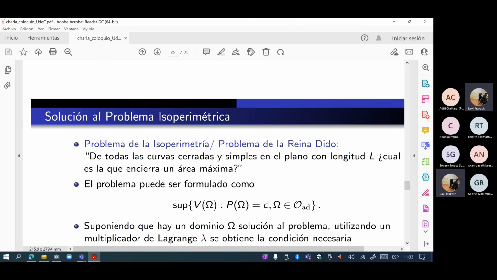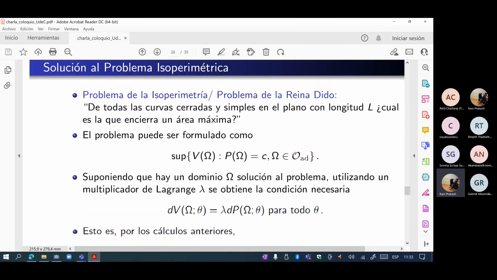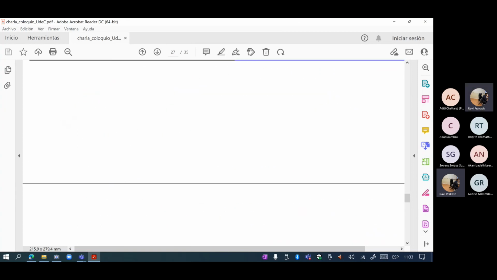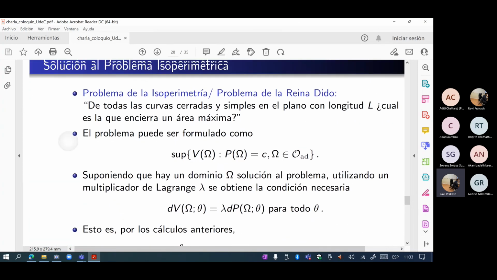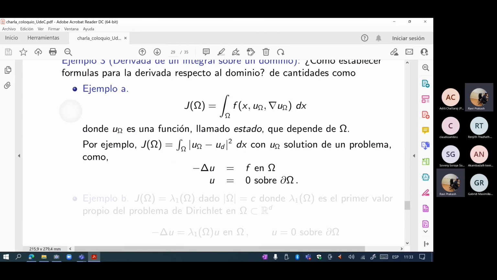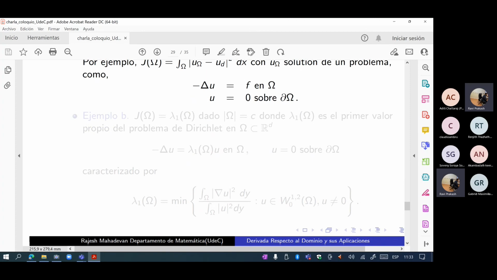So this is about the isoperimetric problem, and then you have, now this is another class of problems. So for example, this is not exactly the Rayleigh problem. For the Rayleigh problem, you need to consider an eigenvalue problem here. So actually, this is the second example.